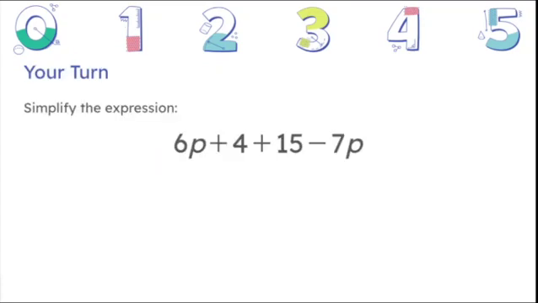Now it's your turn. Simplify this expression: 6p plus 4 plus 15 minus 7p.